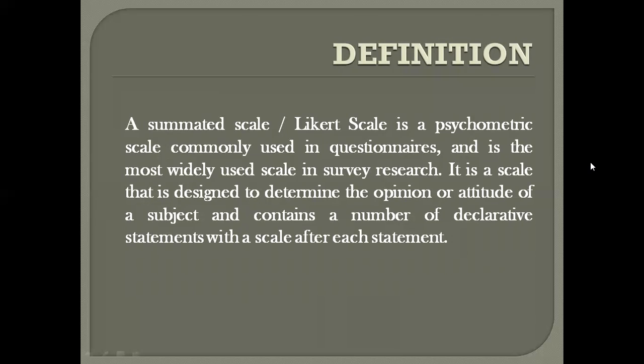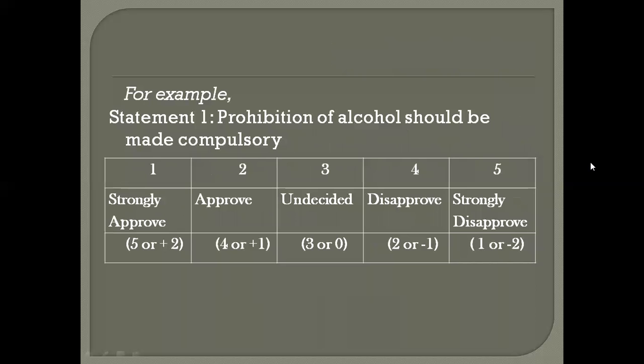Next, it is a scale that is designed to determine the opinion or attitude of a subject and contains a number of declarative statements with a scale after each statement. As I have already said, all the attitude scales will have their statements, and against each statement there will be one declaration, like agree, disagree, strongly agree, strongly disagree. Okay, so this is known as Likert scale. So this is the example.